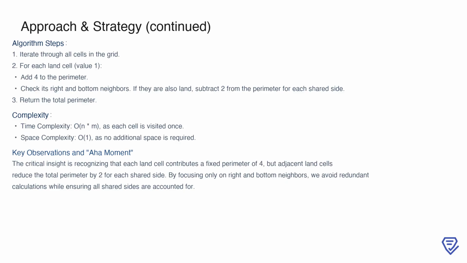The efficiency of this method is clear when we break down its complexity. The time complexity remains O(m*n), because we still visit each cell once, but now we avoid unnecessary checks. The space complexity remains O(1), since no extra data structures are used. The most important insight here is recognizing that every land cell has a fixed contribution of 4, but shared sides reduce the total by 2. By focusing only on right and bottom neighbors, we streamlined the calculations without losing accuracy.